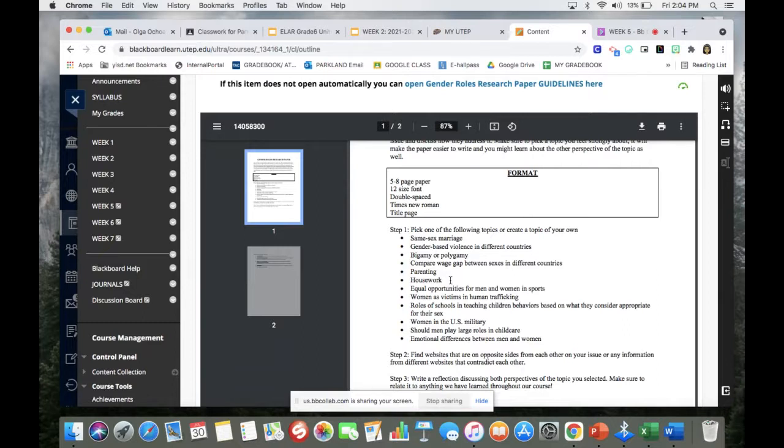Should men play large roles in childcare? No one has ever tackled that topic, so I would be very curious to read about it. Emotional differences between men and women, that's also a fun one to write about. And if you've taken that marriage and family course, either with me or somebody else in the department, you should have a lot to say on that. Let me see. I think that's all I give you as examples.